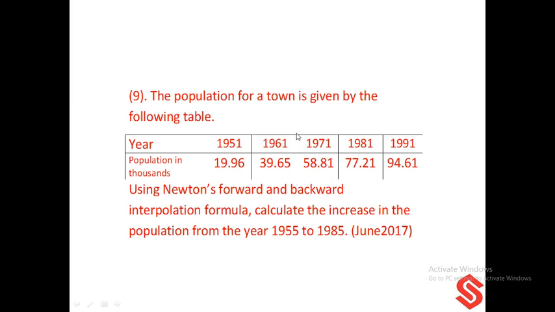Next, ninth problem. The population for a town is given by the following table: year and population in thousands. In the year 1951, 19.96 thousands, 1961, 39.65, 1971, 58.81, 1981, 77.21, 1991, 94.61. So using Newton's forward and backward interpolation formula, calculate the increase in population from the year 1955 to 1985.